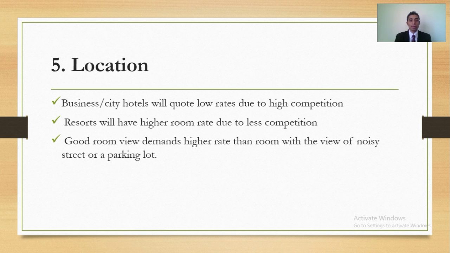Now I have come up with different types of room rates that are used in the hotel industry widely around the globe. So in the next video I will come up with different rates.